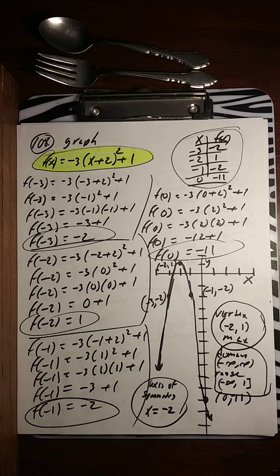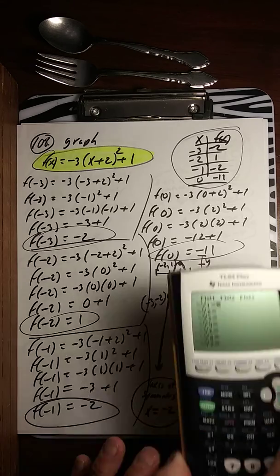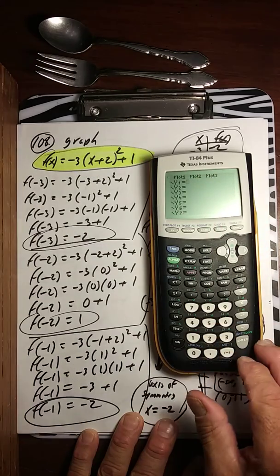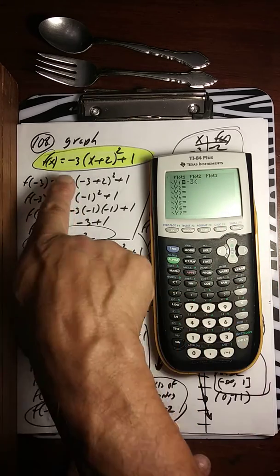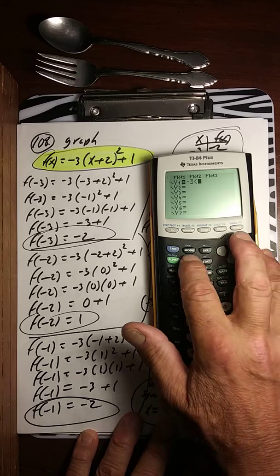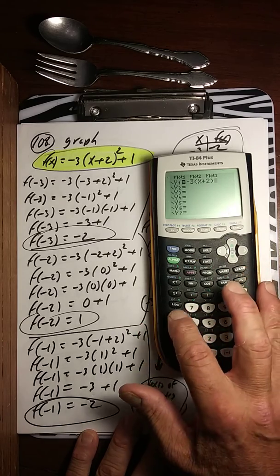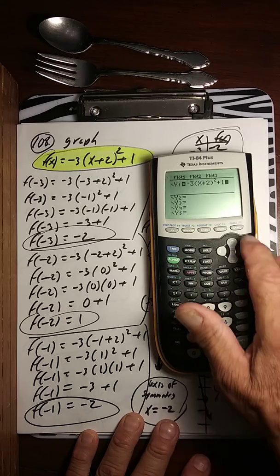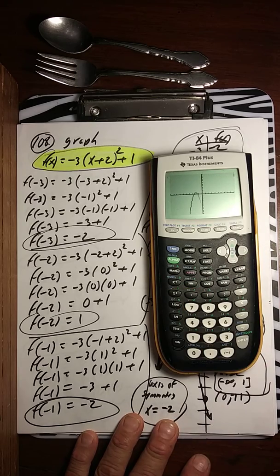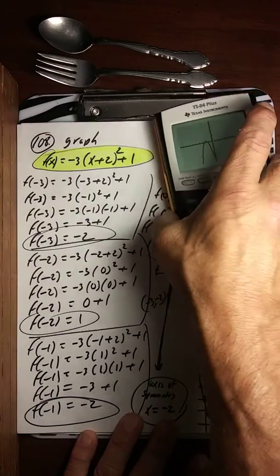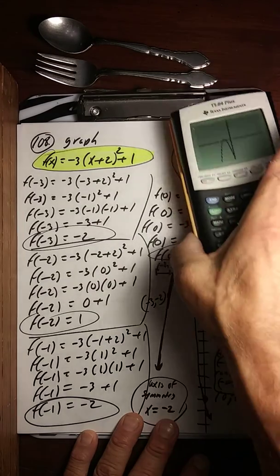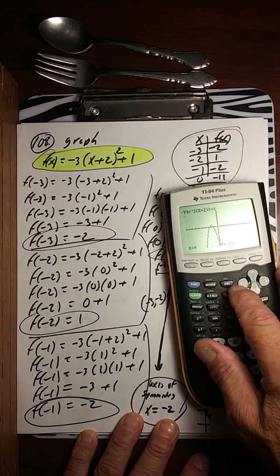Or can we just put it in the calculator? I think so. Let's just do that. Let's just try it and see how it works. Alright, so we have negative 3 parentheses x plus 2 squared plus 1. Hit graph. There it goes. Okay, so like there. And you can do trace to find other points in there.